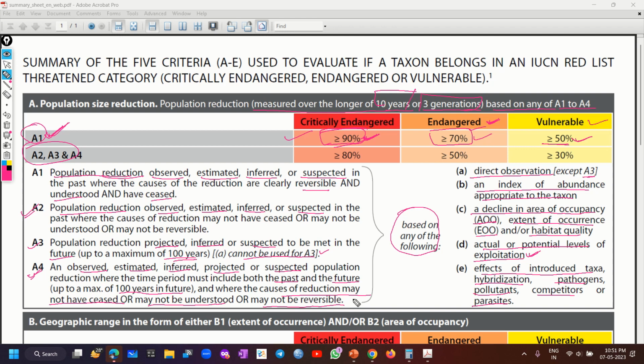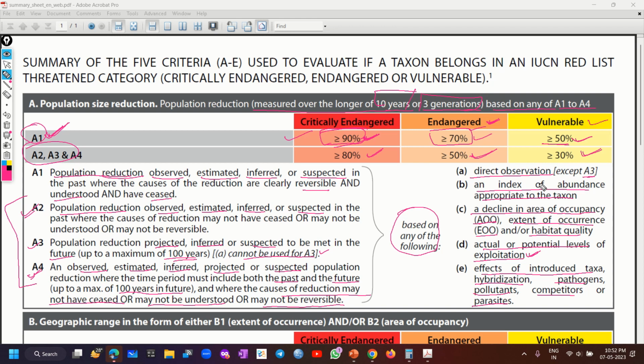So, if this kind of risk is available, then comprehensively for A2, A3, and A4, after observing or estimating or projecting the number, if we find its reduction is 80% or more, then we will place that kind of species under the critically endangered criteria. If its reduction is 50% or more, then we will place that under endangered. And if its reduction is 30% or more, then we will place this under the vulnerable condition.